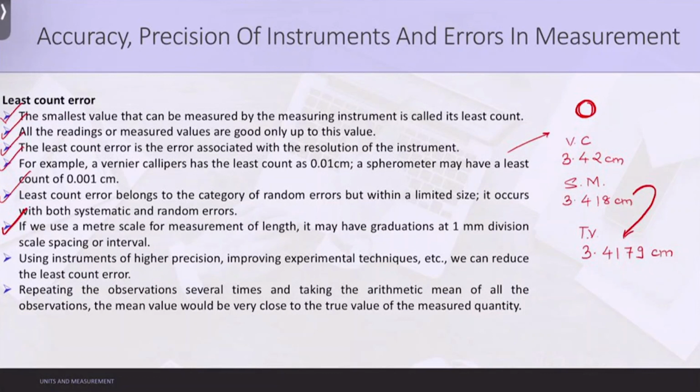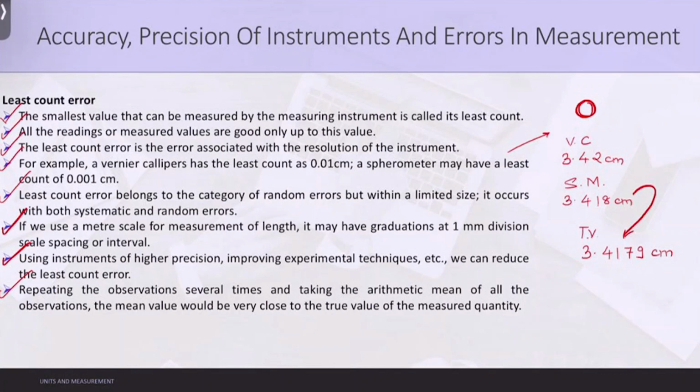Using instruments of higher precision, improving experimental techniques, etc., we can reduce the least count error. Quite evident, if you use higher precision, higher resolution would be possible, and there are higher chances that the accuracy is increased. Similarly, if you improve the experimental techniques also, you can reduce the least count error. Repeating the observation several times and taking the arithmetic mean of all the observations, the mean value will be very close to the true value of the measured quantity. So these are just techniques we are evolving. So we try to repeat the observations. If you have a very high sample size, then there is a very low probability that the measured value you got is not accurate enough.